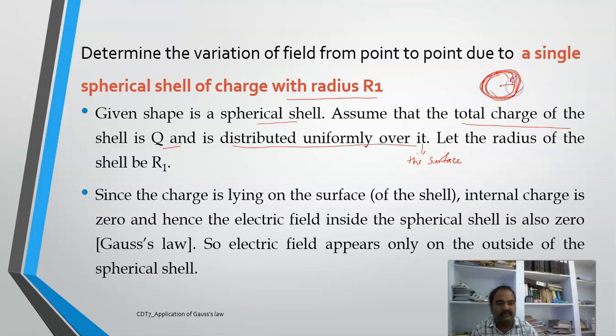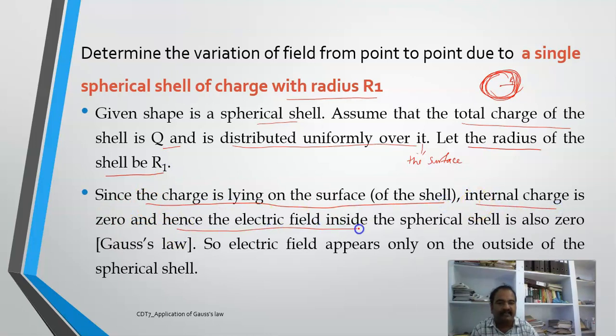It is not a two-dimensional one. It is a three-dimensional one, right? It is just like a tennis ball where only the surface is there. Inside, nothing is there, just air. So, let the radius of the shell be r1. Since the charge is lying on the surface of the shell, internal charge is zero.